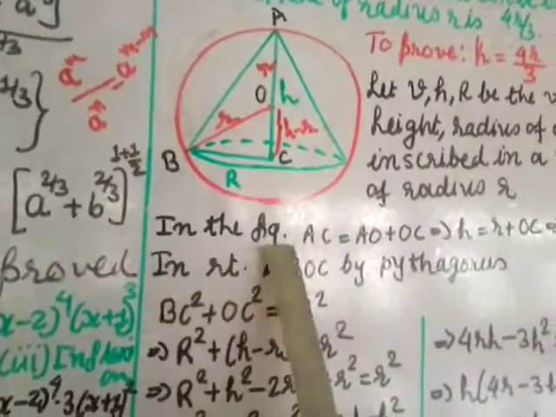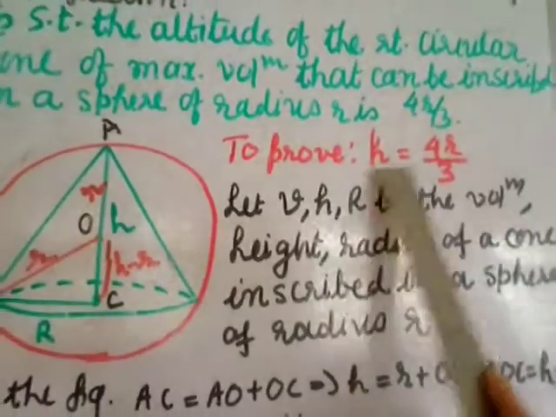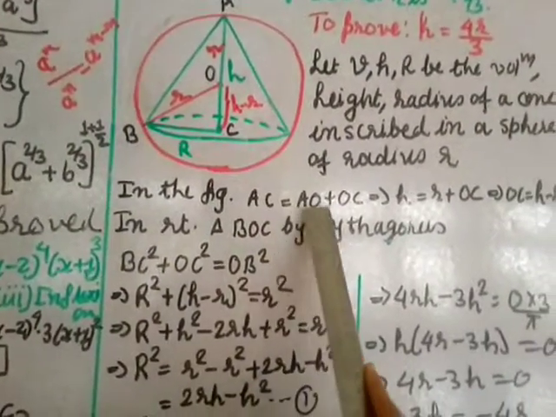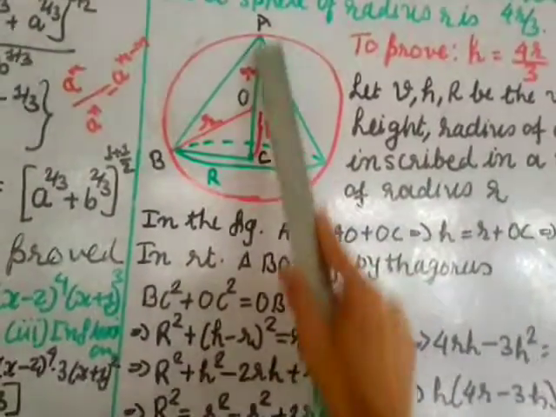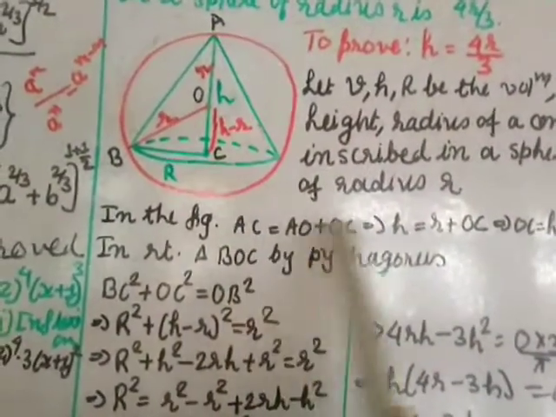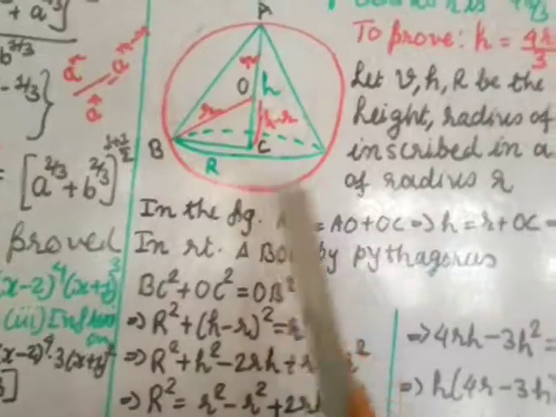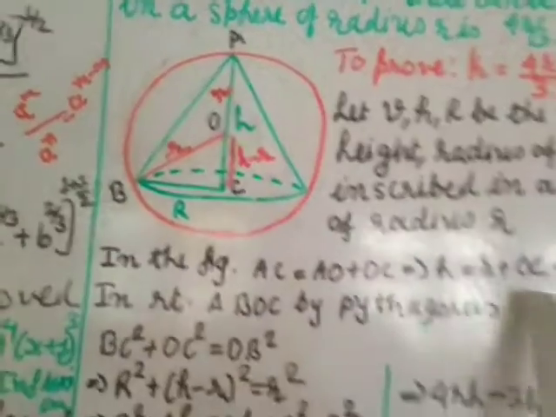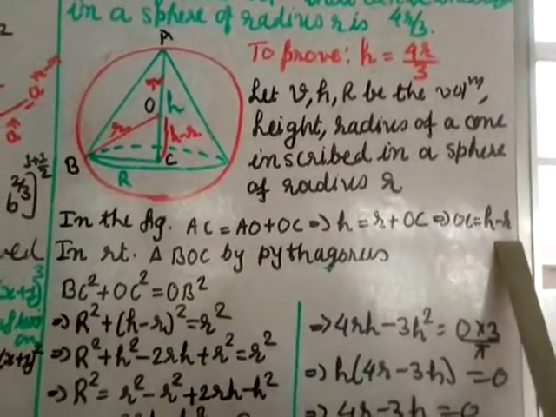Let the altitude be equal to 4r by 3. This is what you have to prove. In the figure, AC is equal to AO plus OC. AC is h and OA is small r. OA is r, this one, and plus OC I have to find. So transferring this, OC will come h minus r.